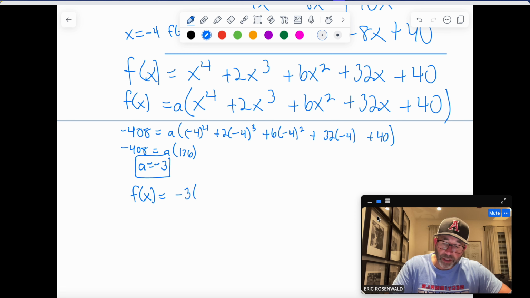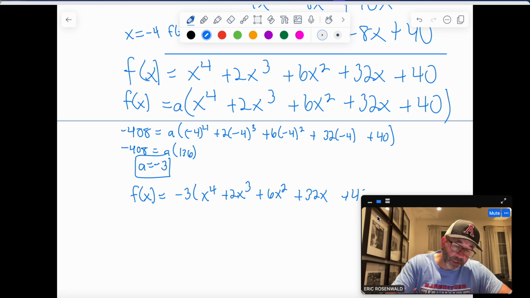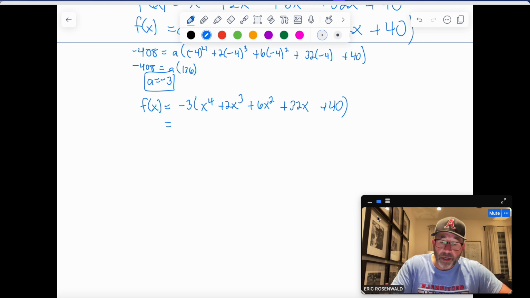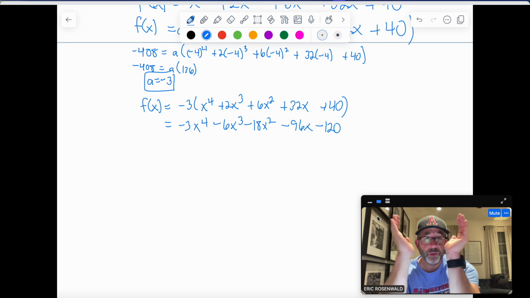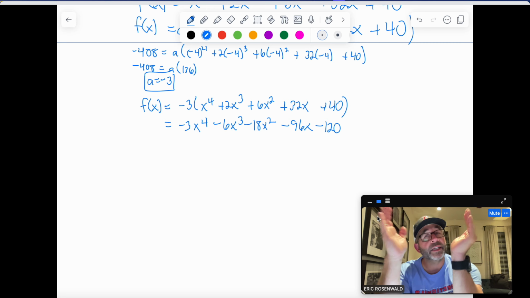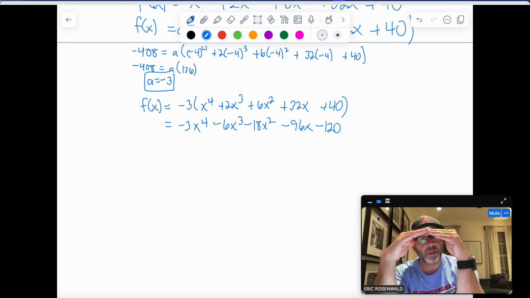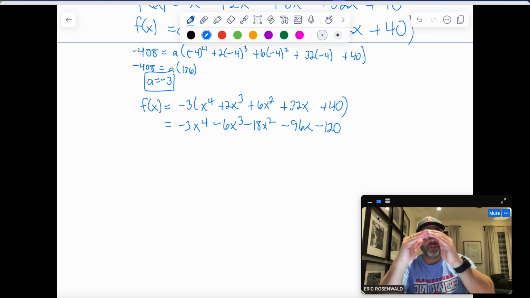We have -3 times x to the 4th plus 2x to the 3rd plus 6x squared plus 32x plus 40. Okay. And what's going to happen is, if we were to go ahead and distribute this out, we end up with a -3x to the 4th minus 6x to the 3rd minus 18x squared minus 96x and then minus 120. So it's that U-shaped curve because it's x to the 4th, and with that leading coefficient being a negative, it flips it over, and with it being a 3, it's going to go ahead and vertically stretch it out.